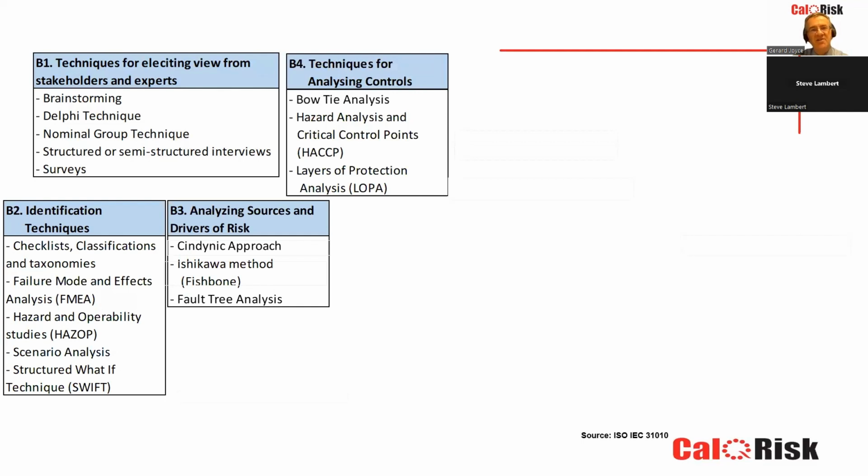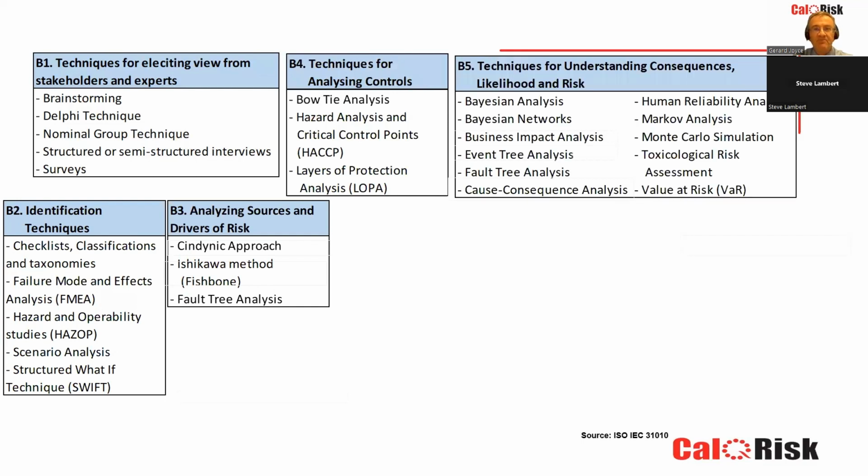So now you've identified the risk, you've identified the sources. Now you want to analyze the controls that are in place. Do you have a policy? Do you have procedures? Have you trained the people? And there are a few techniques there. My favorite is the bow tie analysis. And indeed, it's a useful one for explaining a lot of principles of risk management. So now you understand the controls.